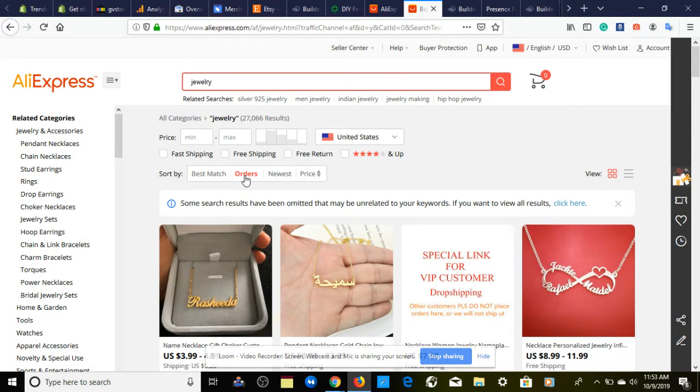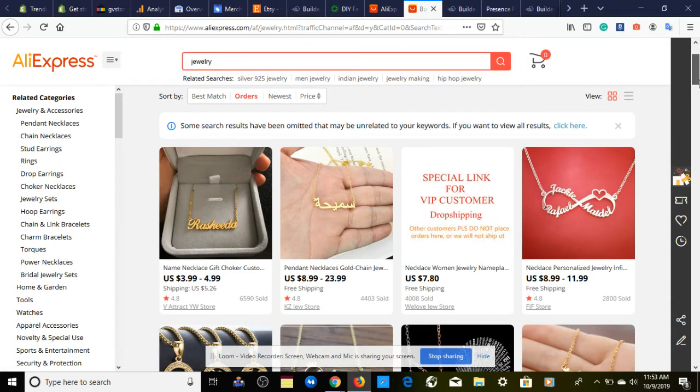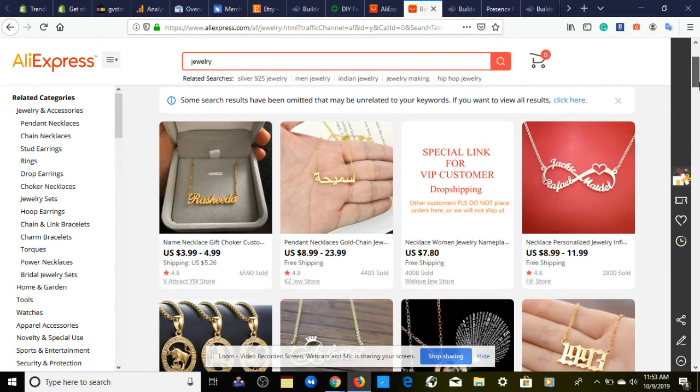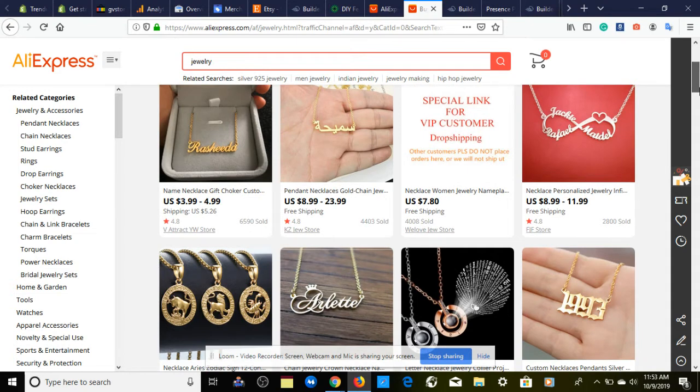It has a lot of different categories to get into. Jewelry is the main niche, however, there are a few sub-niches you can get into, like earrings, necklaces, pendants, bracelets, and anklets. You have a unique wide range of jewelry you can advertise.